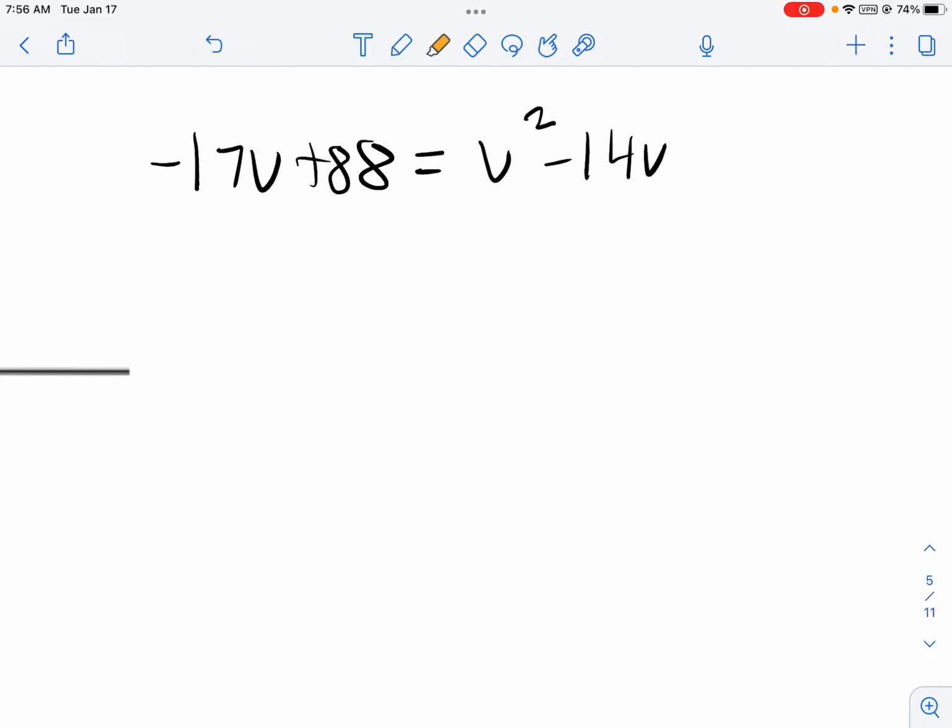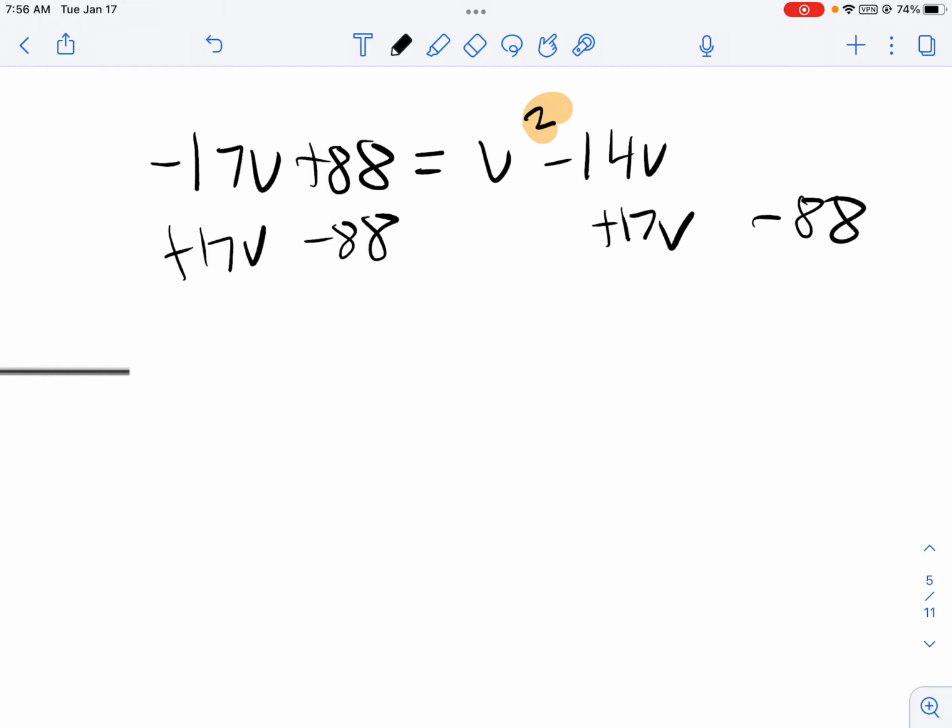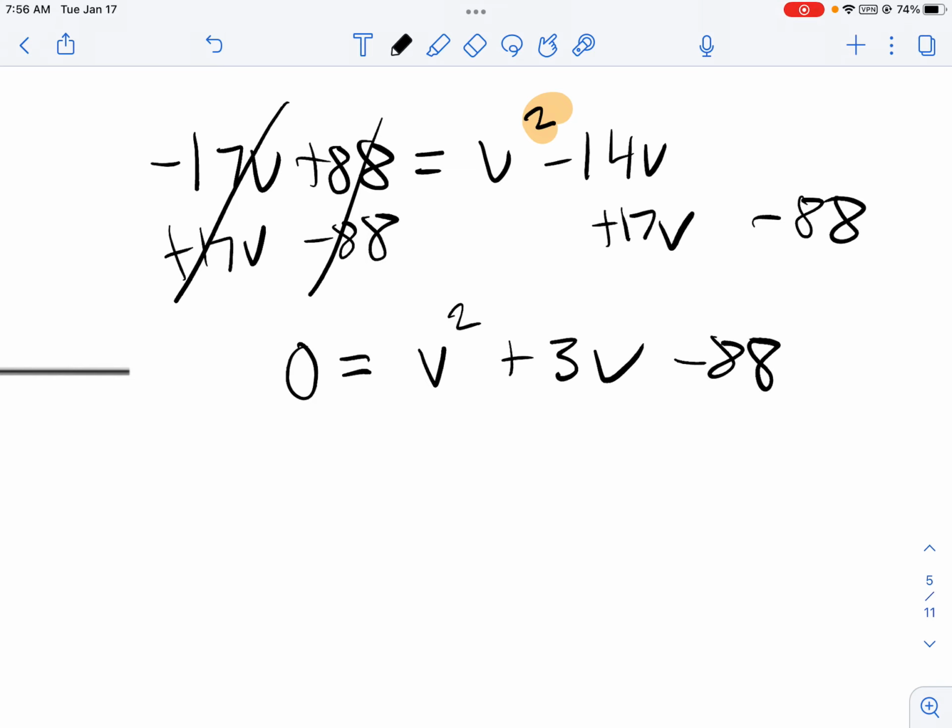As soon as you see a square, you should be thinking, okay, either quadratic formula, factoring, or completing the square. I like factoring, so I'm going to try that. Let's put everything on the same side. So I'm going to add 17v and subtract 88. I like keeping my v squared positive, that's why I'm moving everything to the right side. Do you have to? No, you'll get the same answer no matter which way you go. And then plus 3v minus 88.